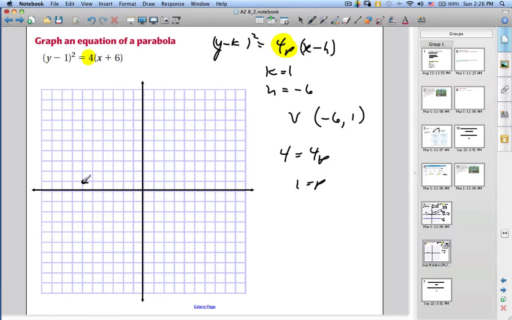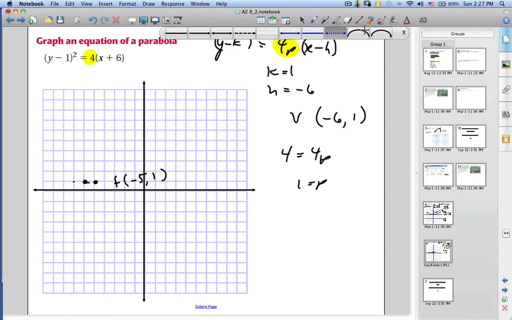So I come to my vertex and I want to move 1. A positive 1 means a move to the right. There is my focus. So my focus is at negative 5, 1. Okay, so I moved horizontally 1. That means my directrix is in the opposite direction, and it's 1 away from the vertex as well.